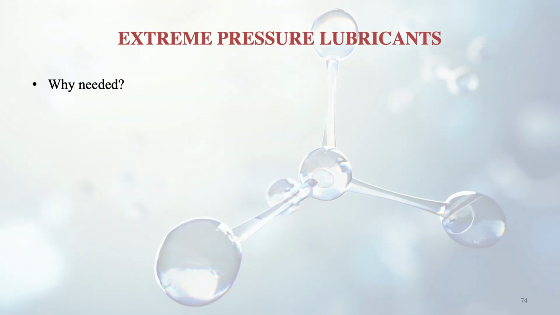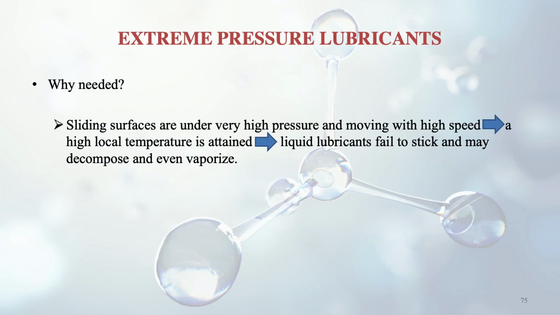So after discussing the first two, the thick film lubrication and the thin film lubrication, we move on to extreme pressure type of lubrication, and why it is actually needed. There are sliding surfaces which are under very high pressure and moving with high speed. So what will happen? A high local temperature is attained, and this further leads to lubricants which fail to stick, and so they may decompose and even vaporize. So that's why this type of lubrication is needed in such conditions.